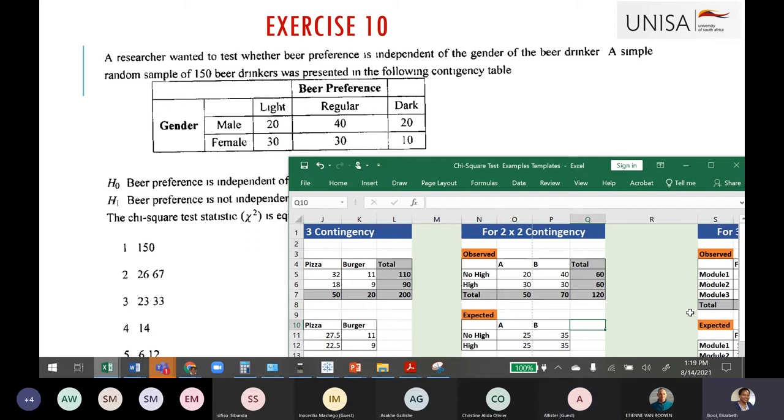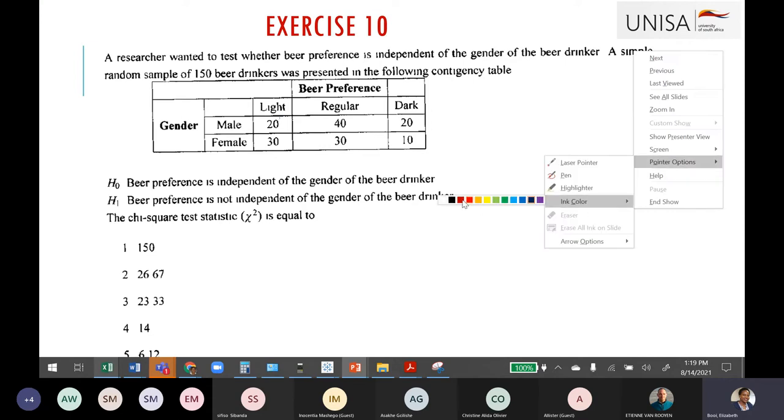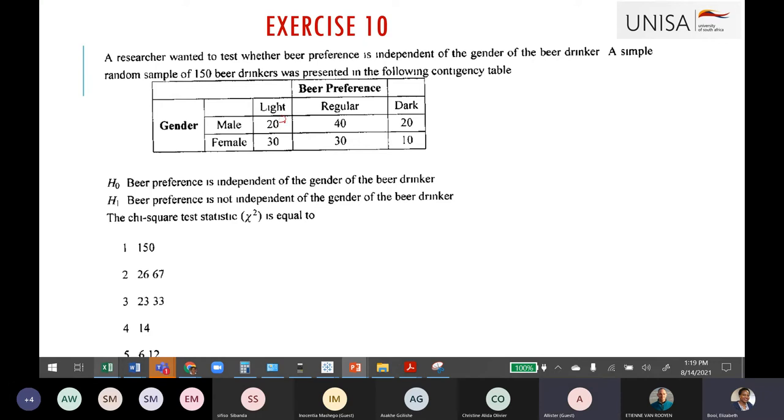You have an answer, otherwise it means 25, 25, 35, 35. So the expected values here, let me change the color of my pen, are 25, 35, 35, 25. So in order for us to calculate the chi-square stat, we use observed minus expected, squared, divided by expected. So you're going to say 20 minus 25.